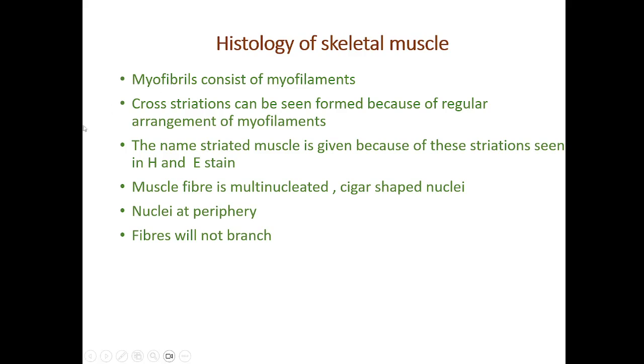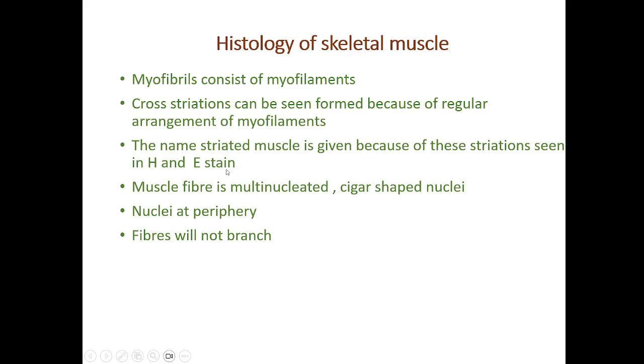Now, in the skeletal muscle, we can see cross striations because of the regular arrangement of these myofilaments, actin and myosin. So we can see dark band, light band, dark band, light band. This is because of the regular arrangement of these myofilaments. The name striated muscle is given because of the striation seen as dark and light bands on hematoxylin and eosin stain. Now we saw the shape of a muscle.